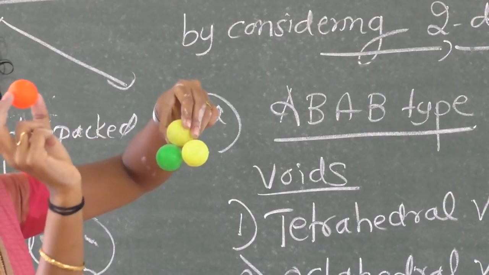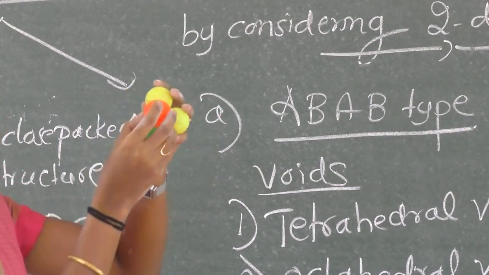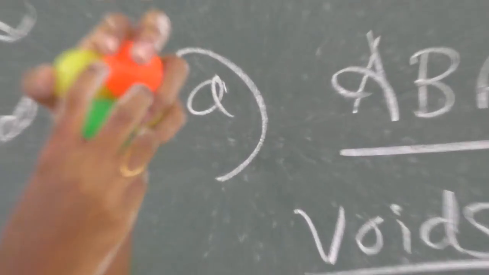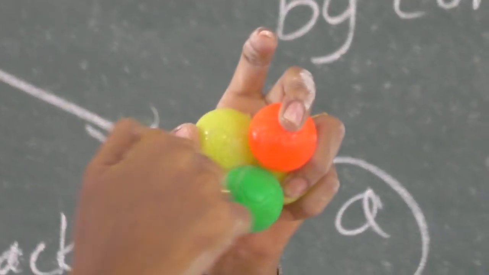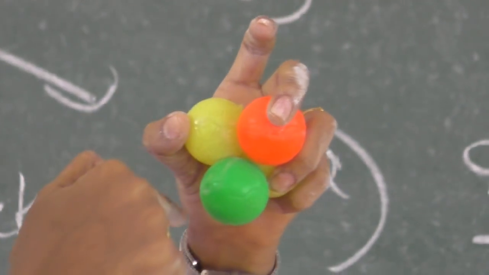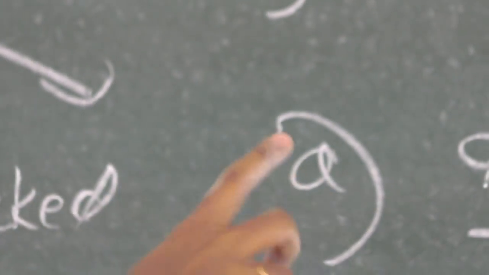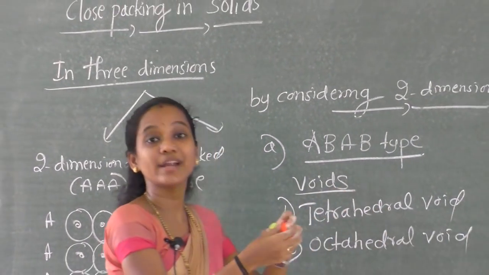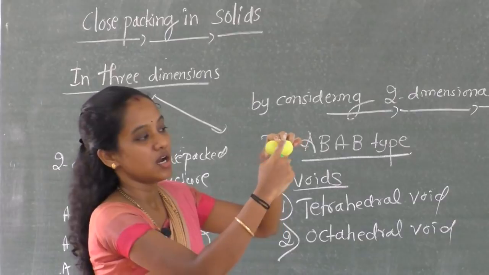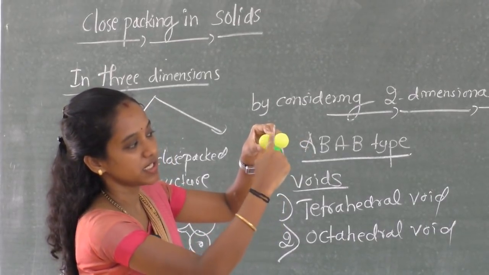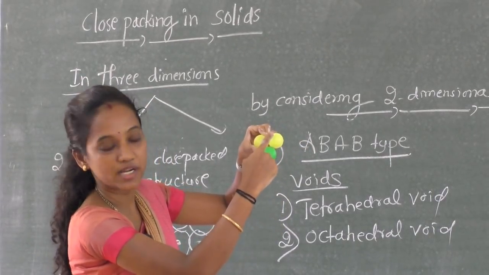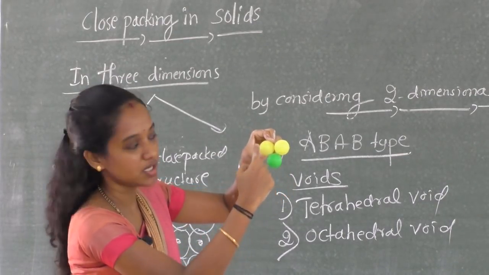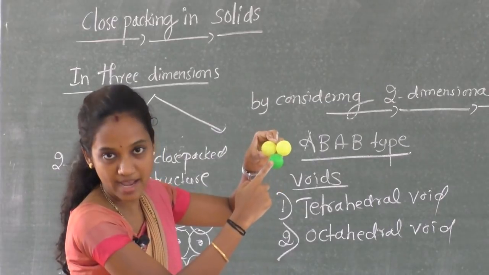If I keep a fourth particle in the depression like this, then whatever space is created within these four spheres is of tetrahedral voids. It is tetrahedral. Why is it tetrahedral? See, if you join the centers of these three spheres, you will get what? A geometry, that is a triangle. Clear? If you join the centers of these three spheres, you will get a triangle.